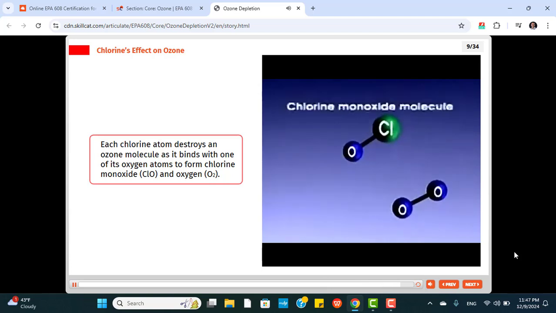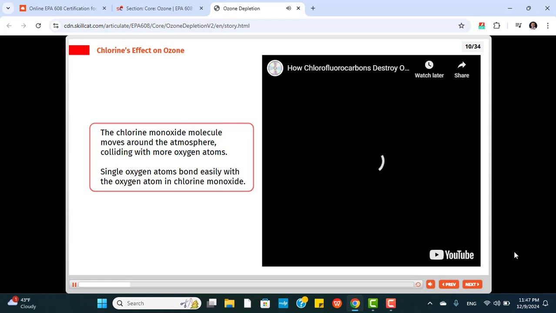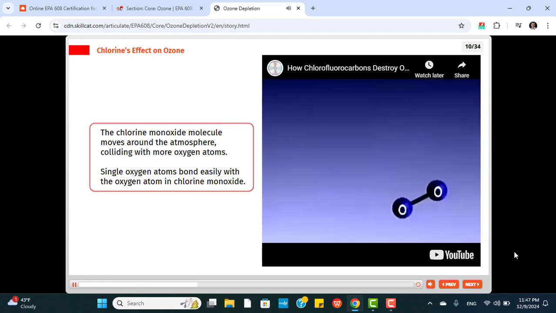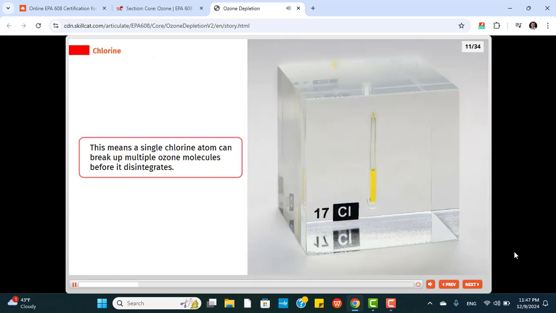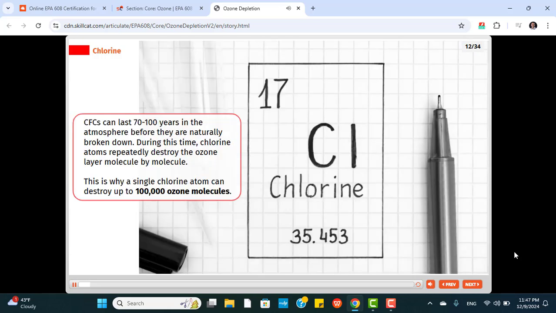The chlorine monoxide molecule moves around the atmosphere, colliding with more oxygen atoms. Single oxygen atoms bond easily with the oxygen atom in chlorine monoxide. This means a single chlorine atom can break up multiple ozone molecules before it disintegrates. CFCs can last 70 to 100 years in the atmosphere before they are naturally broken down. During this time, chlorine atoms repeatedly destroy the ozone layer molecule by molecule. This is why a single chlorine atom can destroy up to 100,000 ozone molecules.